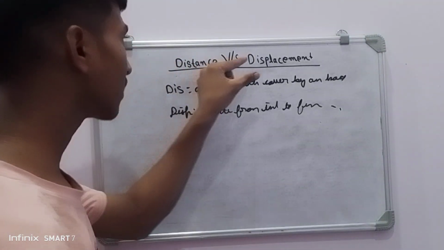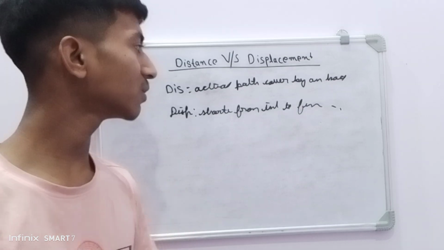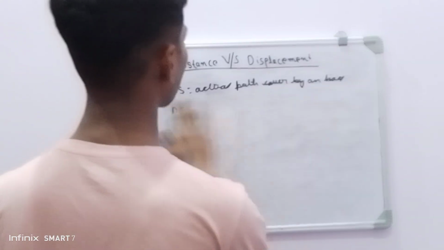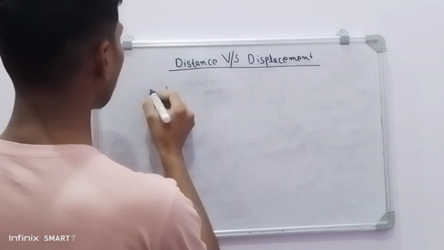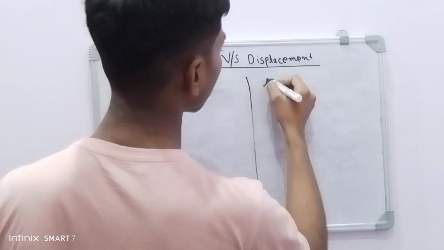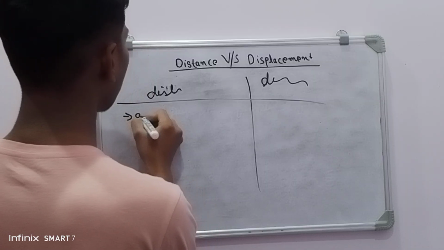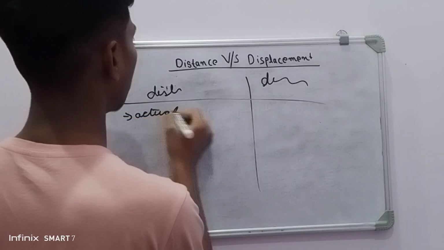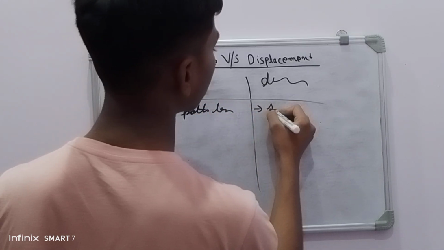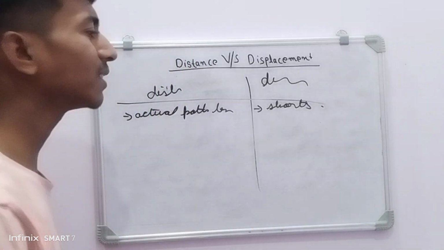So what is the main difference? Displacement is the shortest distance, and another difference I am going to make is like a table. Here I am going to discuss distance, and on this side displacement. So distance is the actual path length, and displacement is the shortest length.